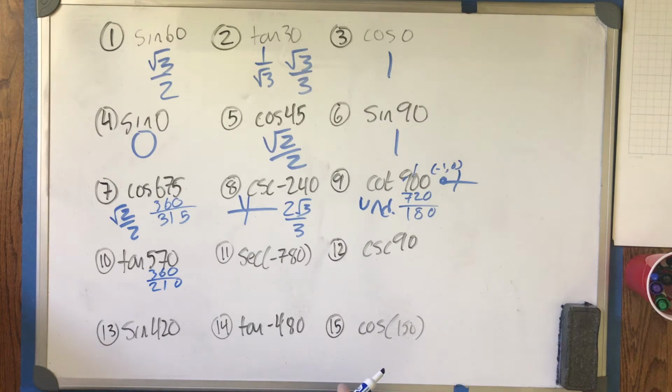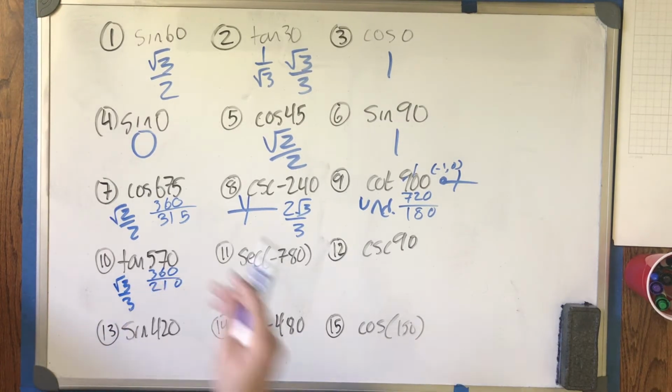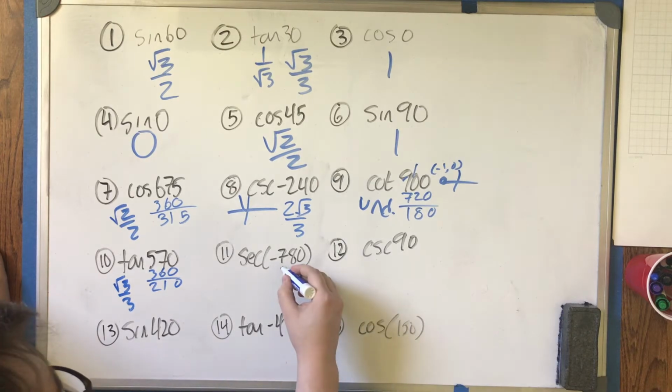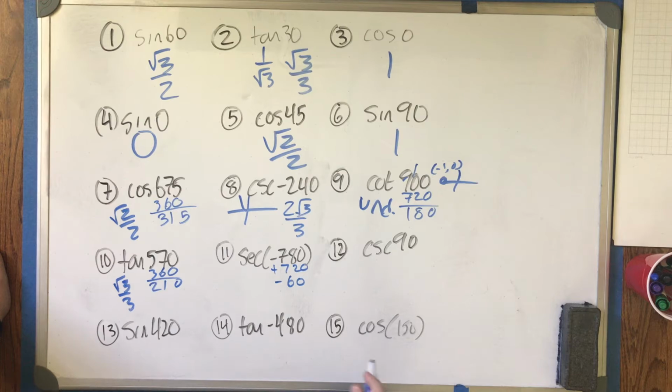Okay, so this is really a 30. It's going to be a square root of 3 over 3. It's positive because it's in the third quadrant. Wonderful. Let's add 720 to this. It's going to give us negative 60. Secant of that is going to be a positive 2.